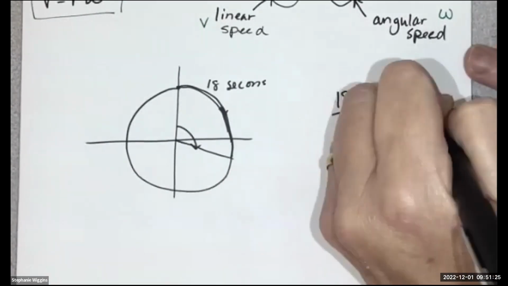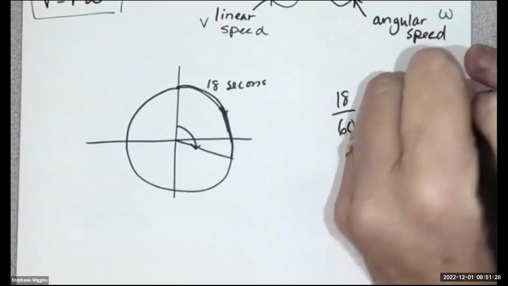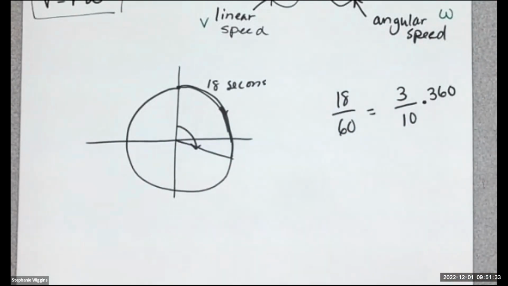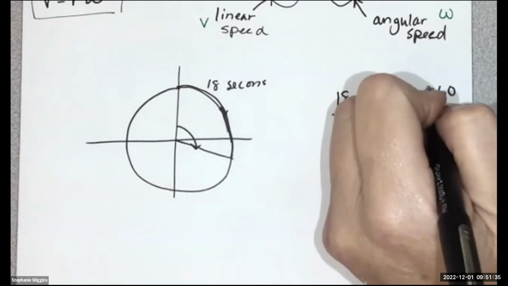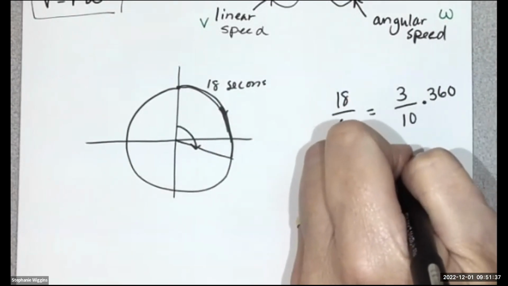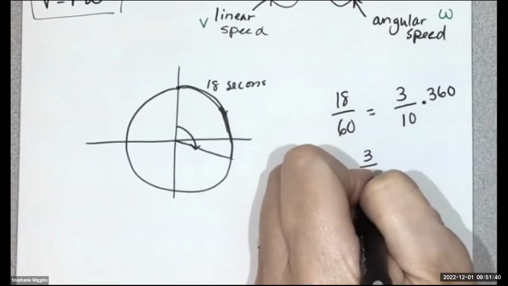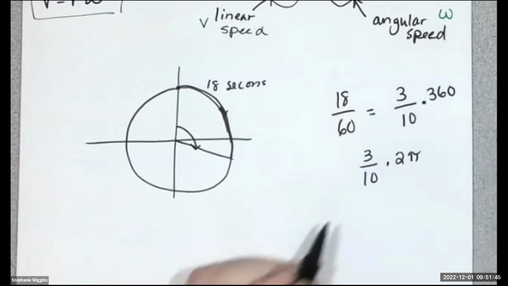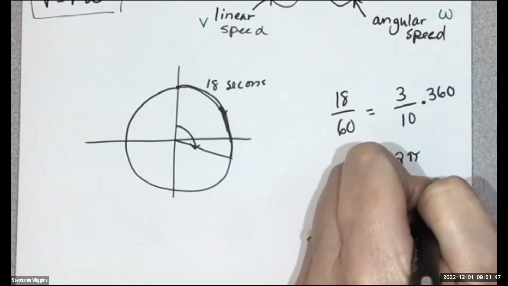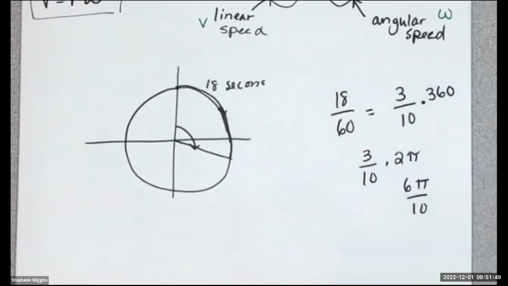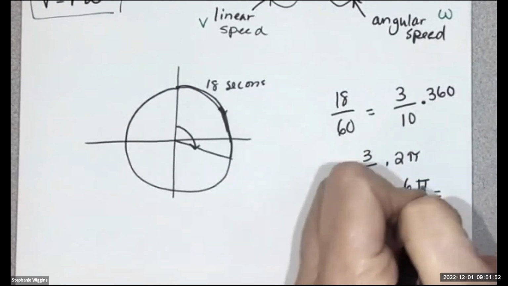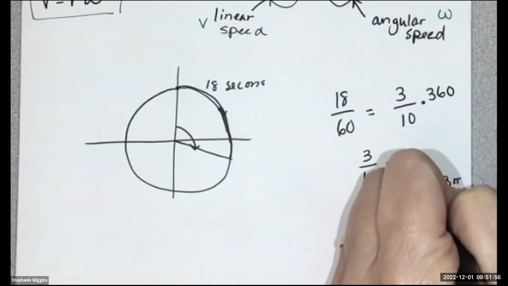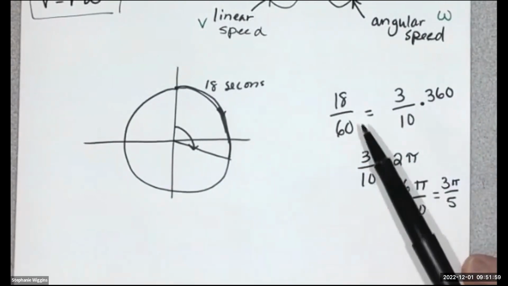So 3/10. And if you multiply that by 360 to calculate the number of degrees, actually, let's do radians. You're going to have 6 pi over 10. And if you simplify that, that is going to be 3 pi over 5.